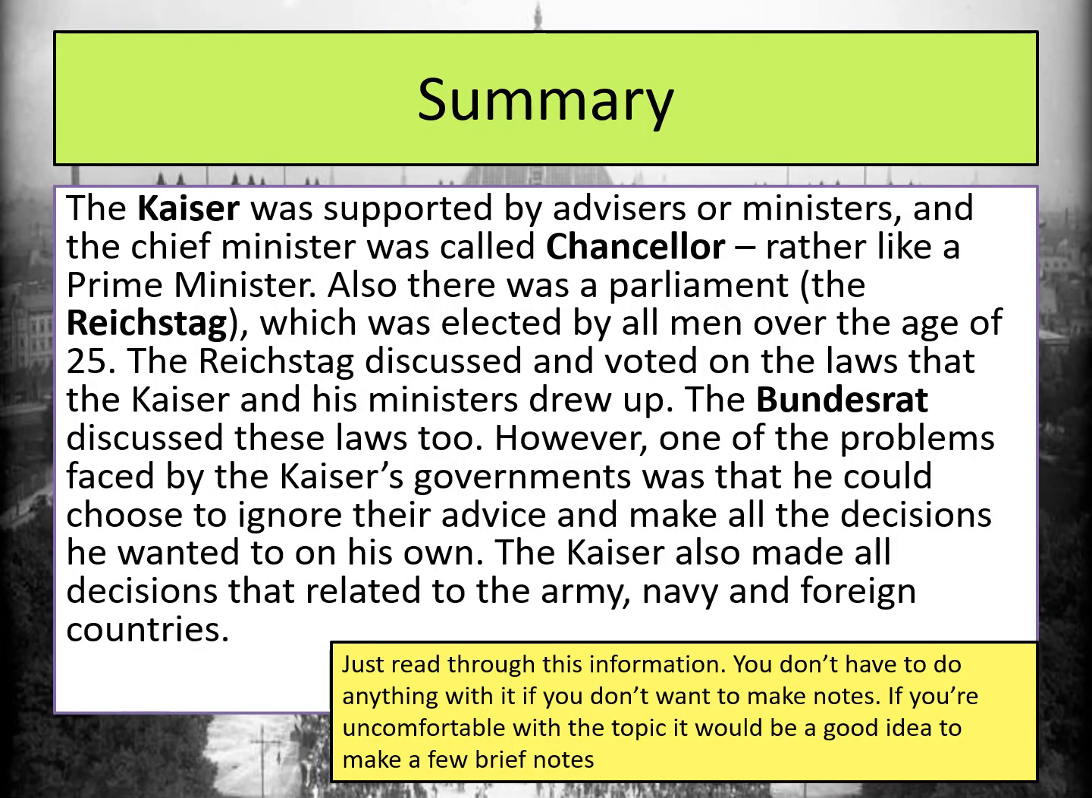So you don't have to do anything with this information on the slide, but just in case you're still a little bit unsure about some of those key terms or you don't understand how they work together, just read through this and you could make some brief notes if you chose to.